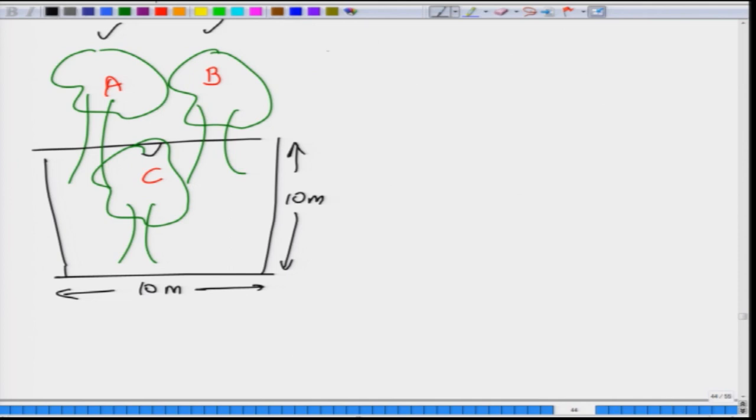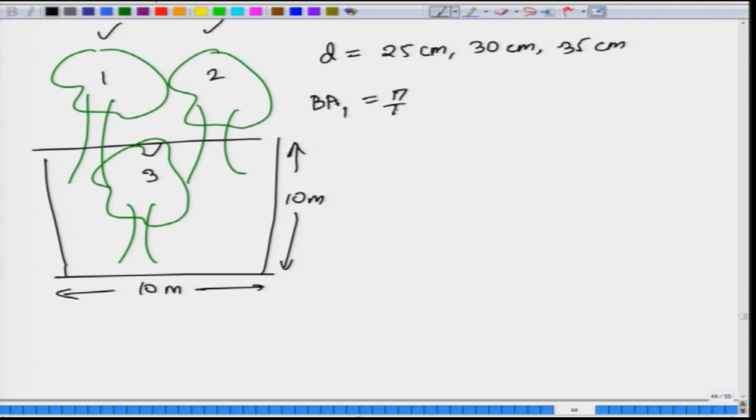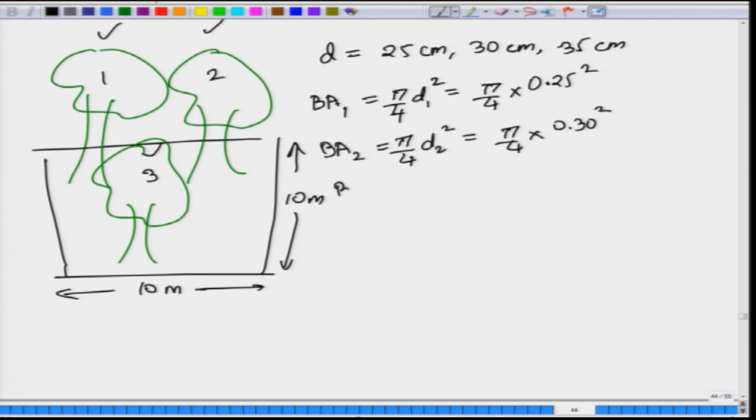We are given that the diameters are 25 centimeter, 30 centimeter and 35 centimeter. So, the basal area of the first tree, let us call them tree 1, 2 and 3, is given by pi by 4 d1 square, which is pi by 4 into 0.25 meter square. The basal area of the second tree is given by pi by 4 d2 square, which is pi by 4 into 0.30 square. And the basal area of the third tree is given by pi by 4 d3 square, which is pi by 4 into 0.35 square.